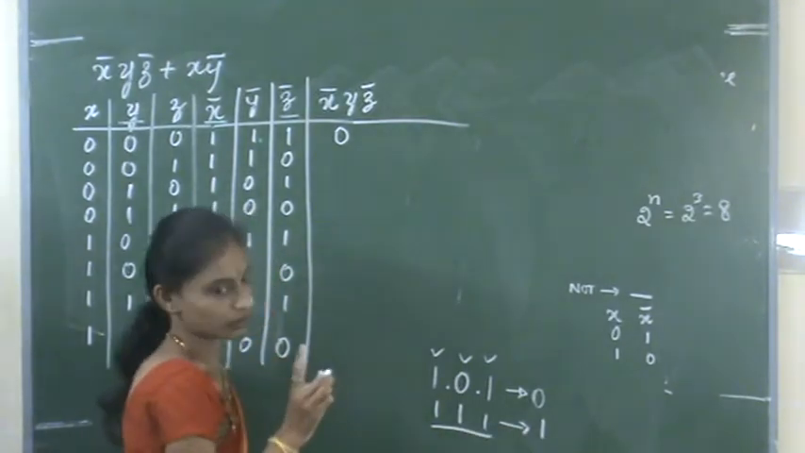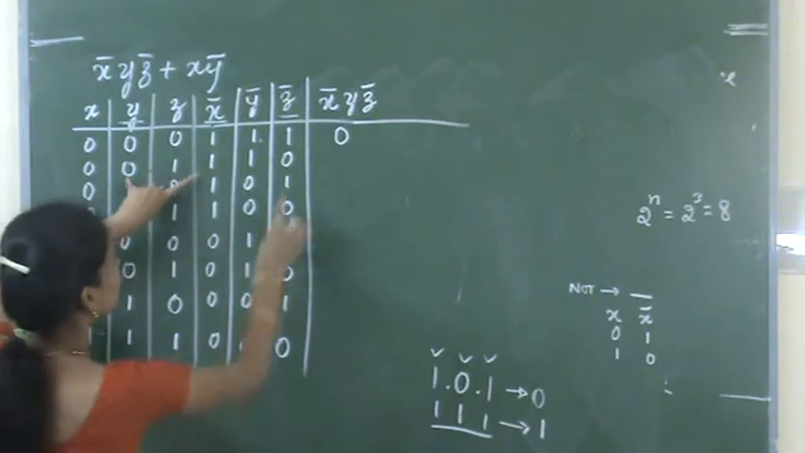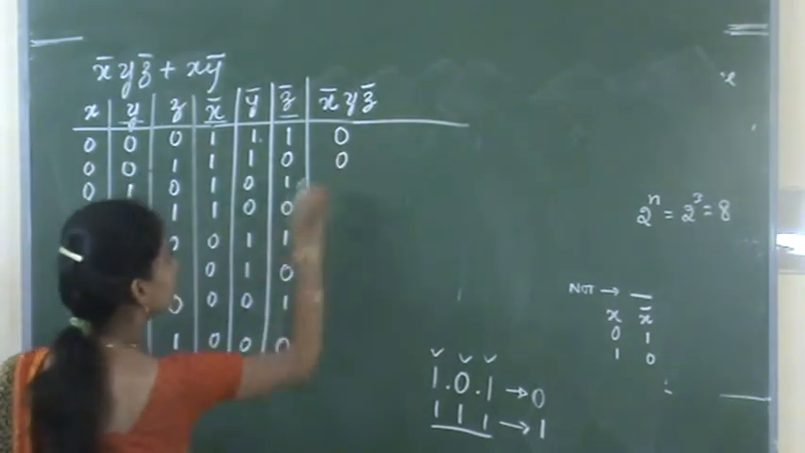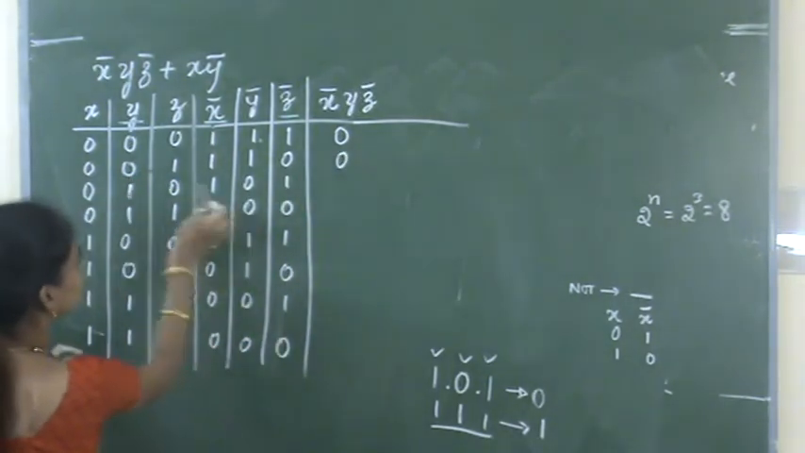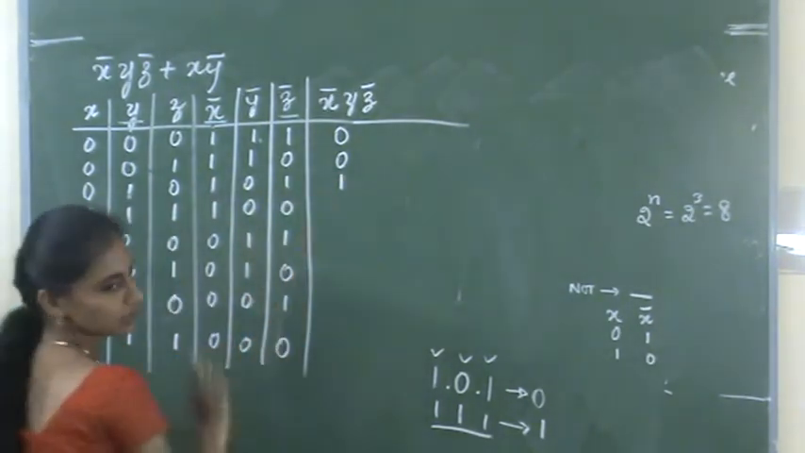Only when all 3 become 1 will the output be 1. Next, 1, 0, 0: the output will be 0. Next 1, 1, 1, right? Now this becomes 1.